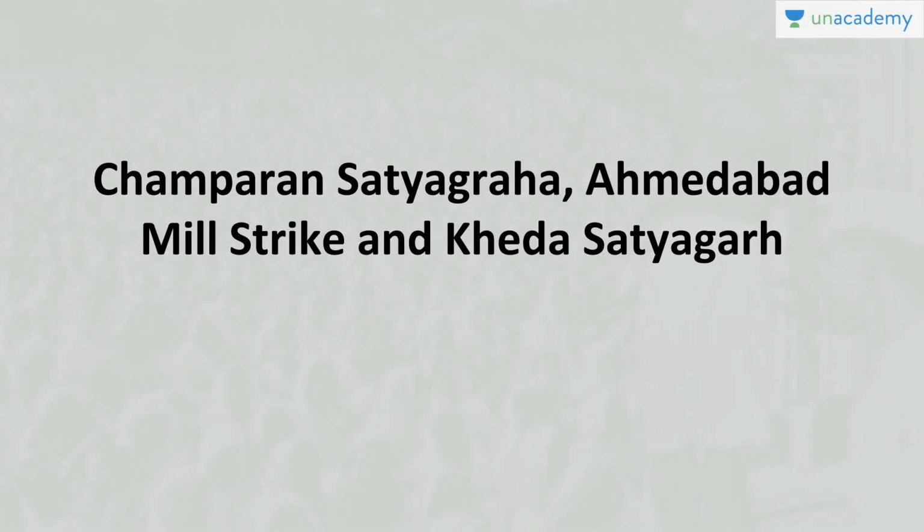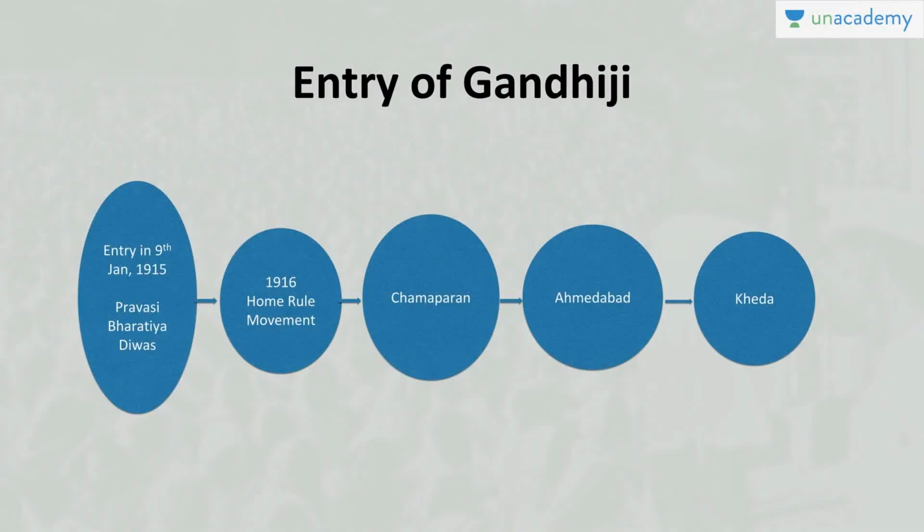So what he did was that for 1 year he traveled the entire India on advice of his guru, and then he did Champaran Satyagraha, Ahmedabad Mill Strike, and Kheda Satyagraha. So today we will discuss all three of them. Let us start with the entry of Gandhiji. As I was saying, he entered India on 9th January 1915. It's called Pravasi Bharatiya Divas.